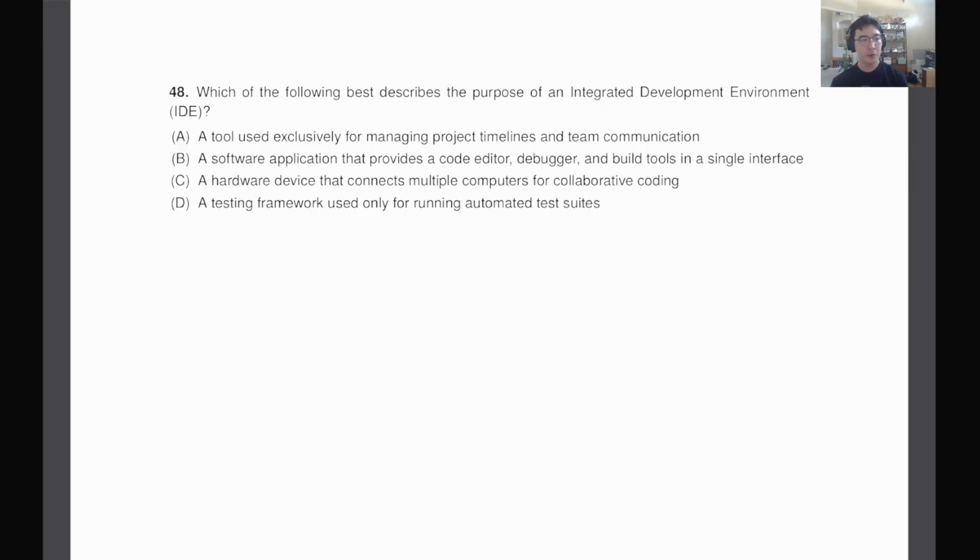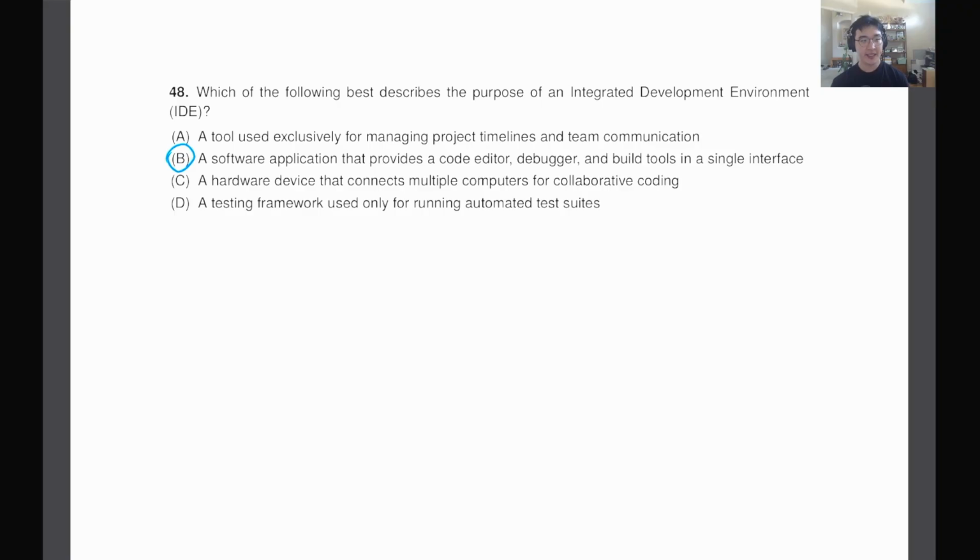A, a tool used exclusively for managing project timelines and team communication. That's just a typical project management tool or collaboration tool, and that is not an integrated development environment. B, a software application that provides a code editor, debugger, and build tools in a single interface. Yes, that is describing an IDE. Think of Visual Studio Code, think of JCreator, Eclipse. These are places where it has all those things combined to make your life as a programmer a lot easier. So it is B.